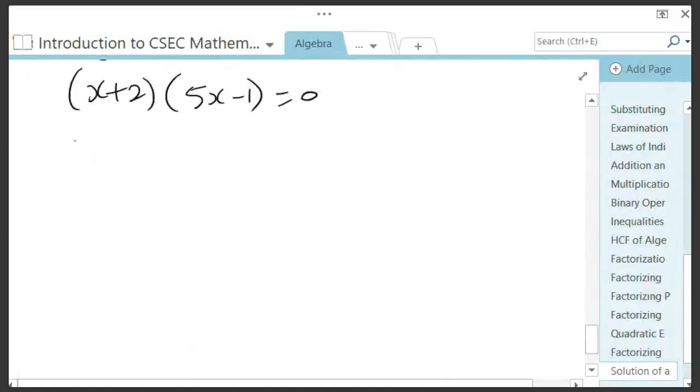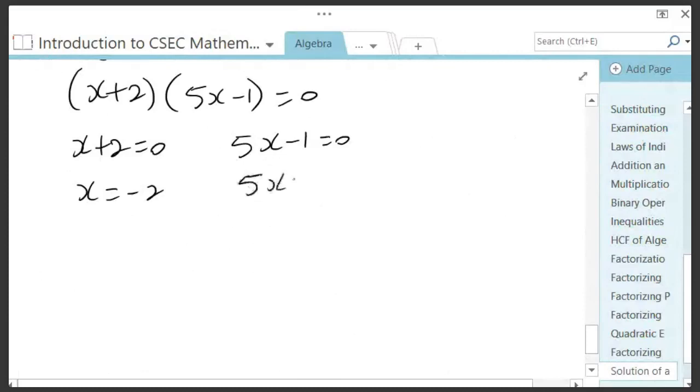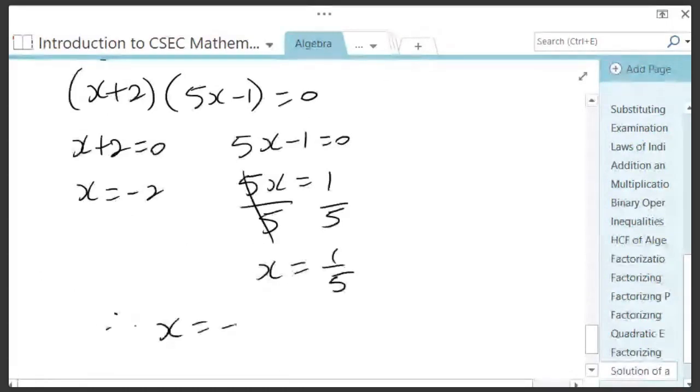So x plus 2 is equal to 0, x is equal to minus 2, and here we have 5x minus 1 is equal to 0. 5x is equal to 1, divide by 5, divide by 5. X is equal to 1 over 5. So therefore, x is equal to minus 2, or x is equal to 1 over 5.